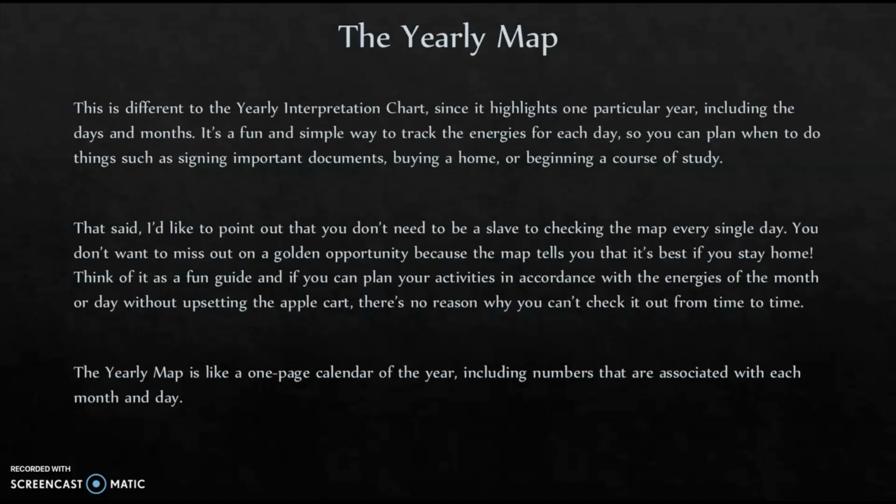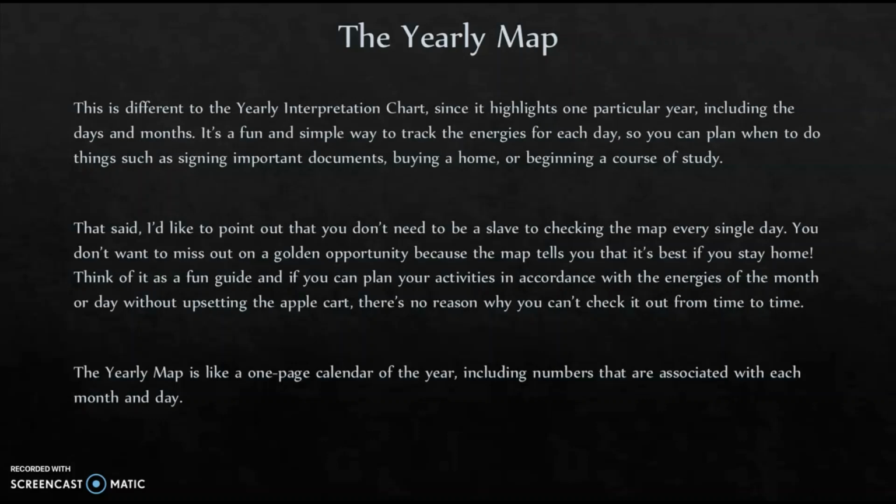The yearly map. This is different to the yearly interpretation chart since it highlights one particular year, including the days and months. It's a fun and simple way to track the energies for each day, so you can plan when to do things such as signing important documents, buying a home, or beginning a course of study.